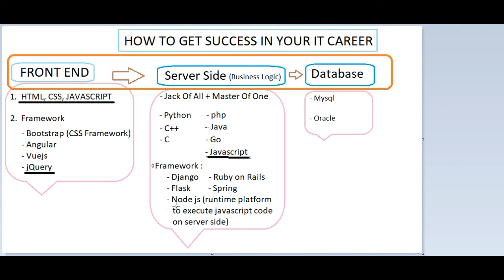If you want to become a good server side developer, you need to learn at least one programming language in depth. You need to master at least one programming language, then you can move on to frameworks. There are different frameworks available. For example, Django and Flask are Python frameworks, and Spring is Java's framework. Node.js is not a framework, but a JavaScript runtime environment which helps us run JavaScript code on the server side.